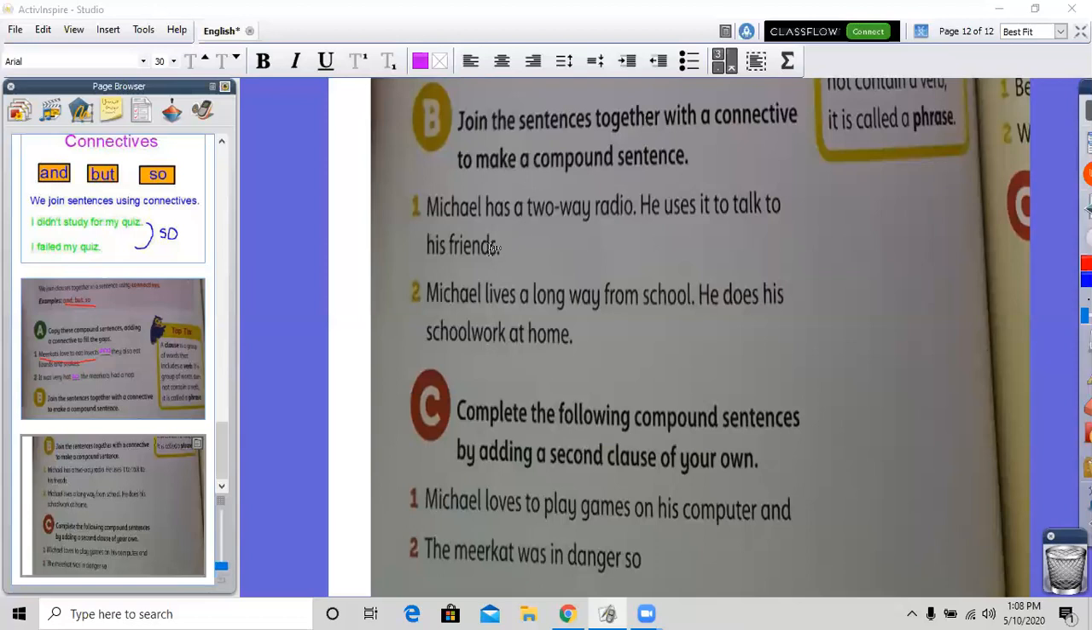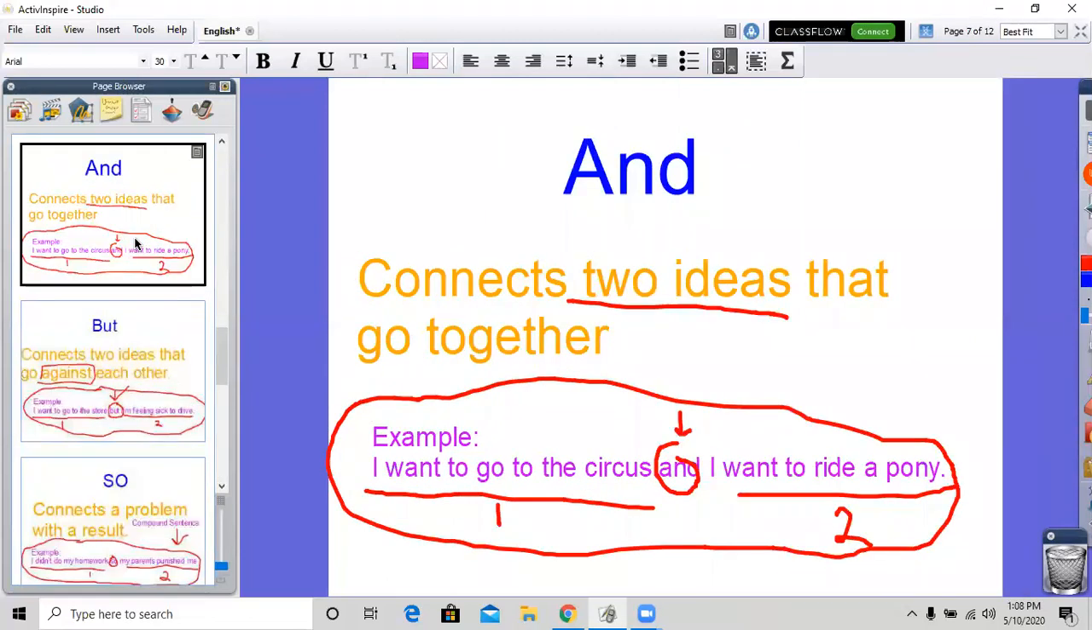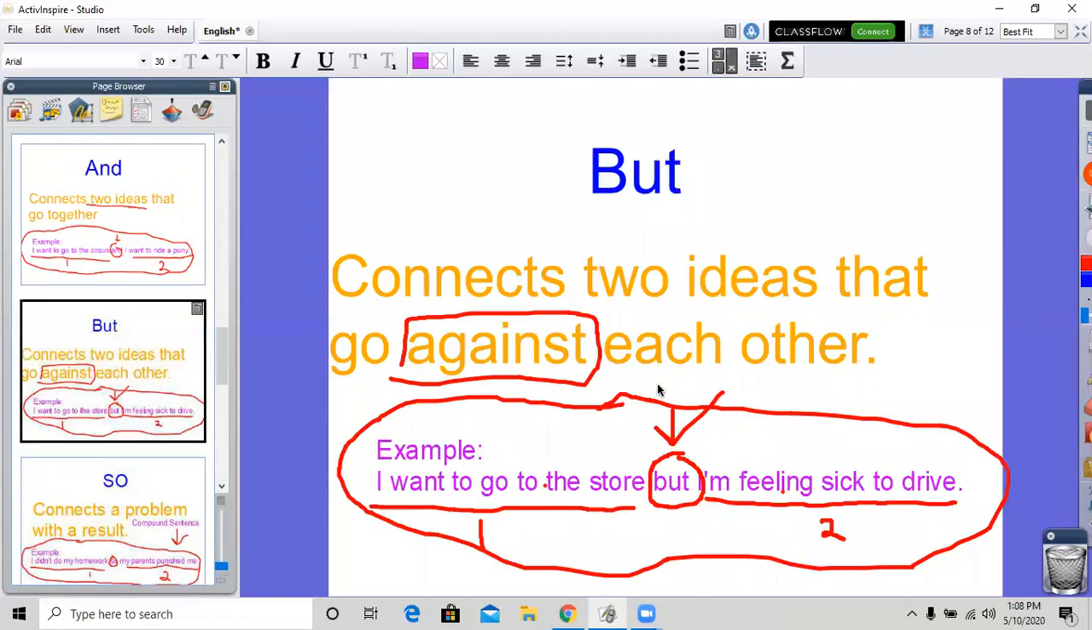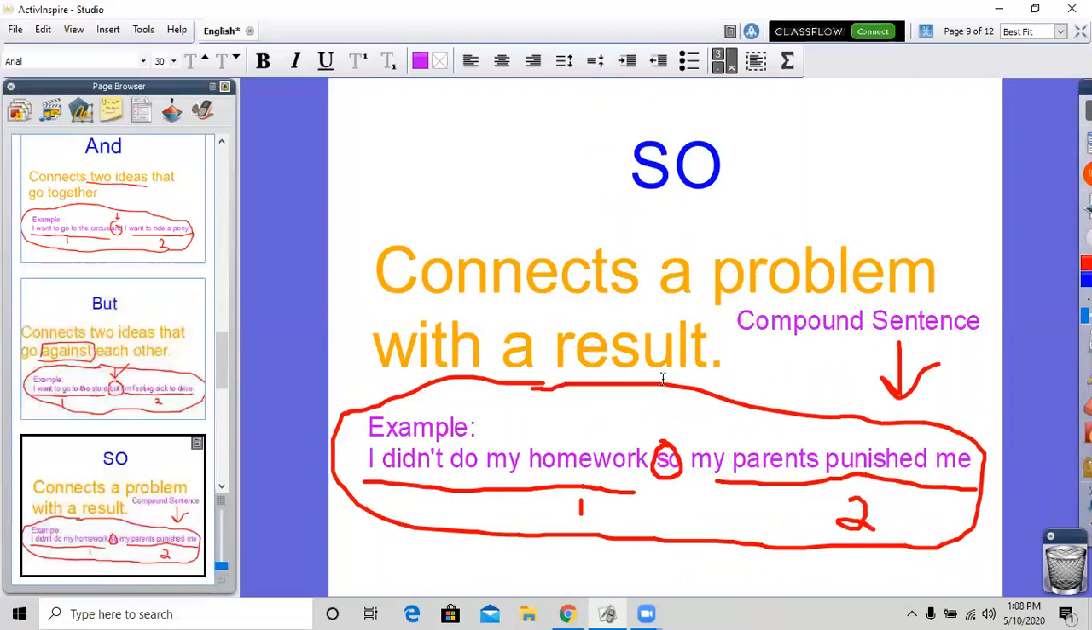Okay, so for question 1, if you need more time, pause the video. For question 1, we have: Michael has a two-way radio. He uses it to talk to his friend. So which connective do you think would go here, right in between? Think about it. Are we joining two simple sentences with two ideas that go together? Or do they go against each other? Or something happened, so this was the result?